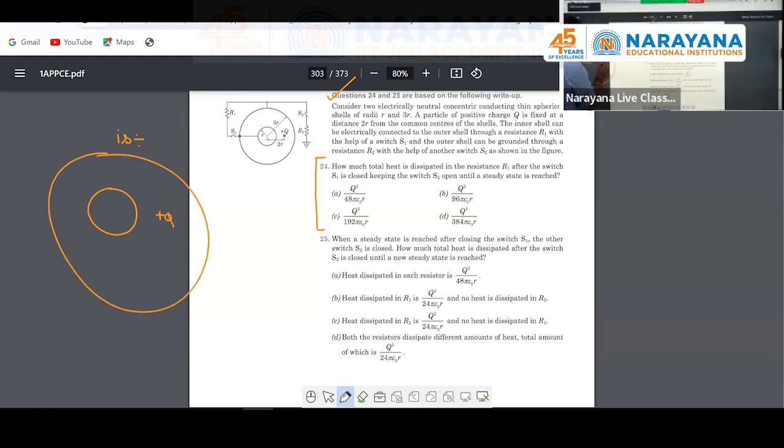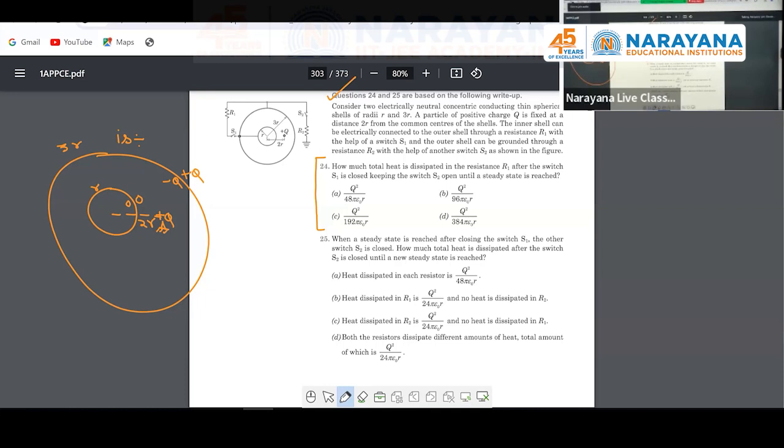There is a plus Q charge which is fixed here, and this distance from the center comes out as 2r. This radius is r. This radius is 3r. Nothing else is connected. It seems like here it will be 0, 0. Here it will be minus q and some positive q charge. So this is already present.